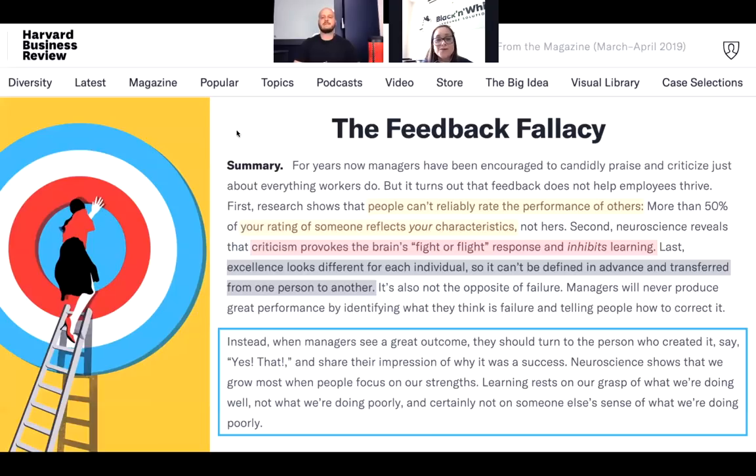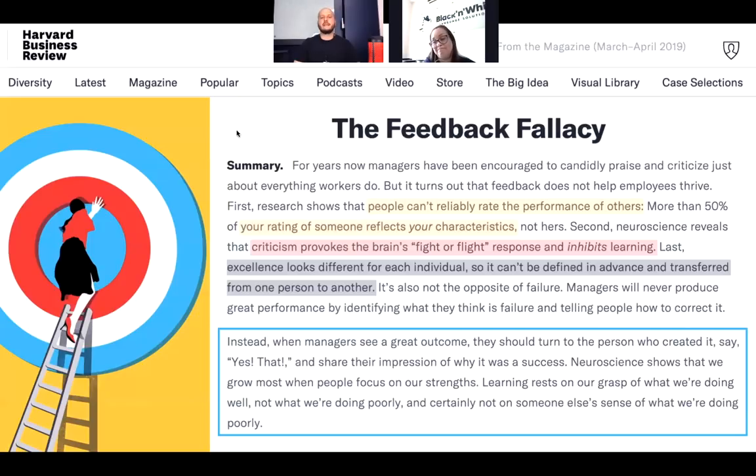Neuroscience shows that we grow most when people focus on our strengths. Learning rests on our grasp of what we're doing well, not what we're doing poorly, and certainly not on someone else's sense of what we're doing poorly.